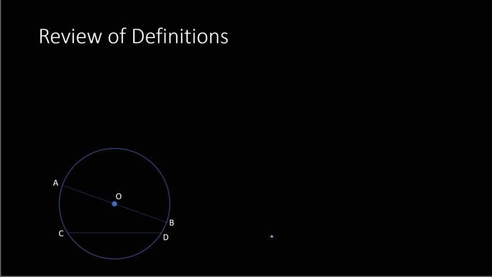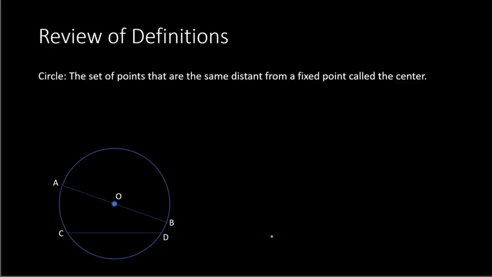First off, a circle, remember, is the set of points that are the same distance from a fixed point called a center. Each point on this circle is the same distance to the center right there. So that distance is the same as this distance, as it is to this distance, etc. This would be called circle O. We named it after the center point right here.